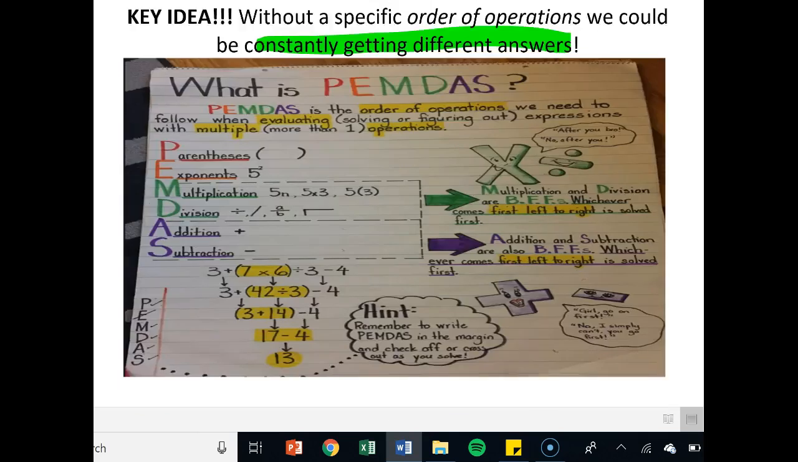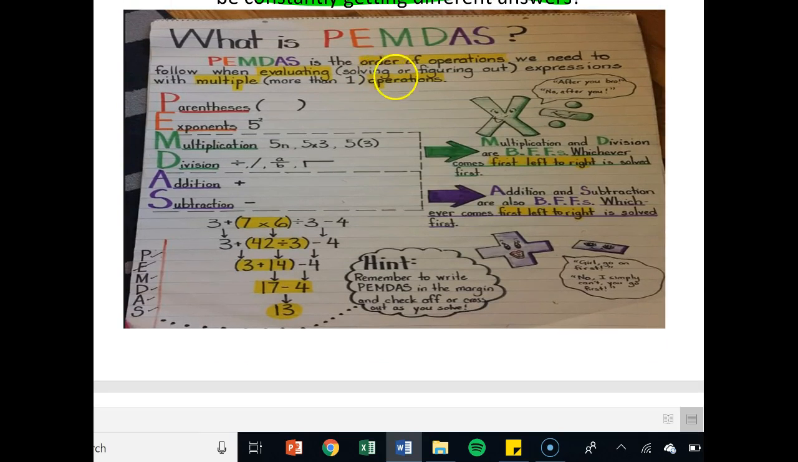And so what is it? Hopefully this is familiar for you. It's PEMDAS, right? It's going to say we do parentheses first, then we do exponents, then we multiply or divide from left to right. So multiplication and division are BFFs. Whichever is first as you read it left to right is solved first. Okay? And then you add or subtract. Again, they're BFFs, first left to right. And it looks something like this, right? Where you'll do the multiplication in parentheses first, then you'll go ahead and do division, then add, then subtract, right? So this order kind of stays in this flow the entire time.